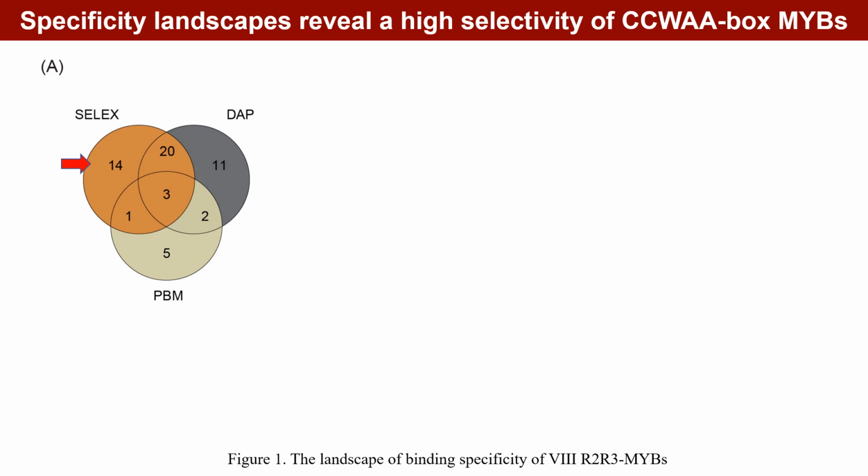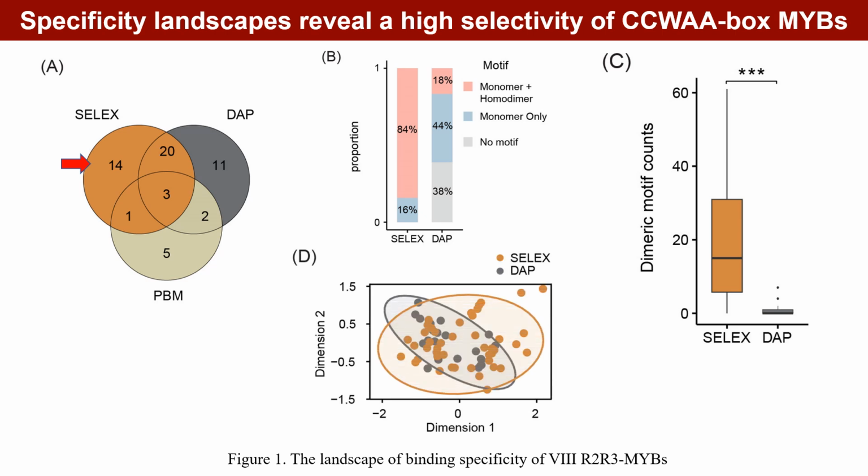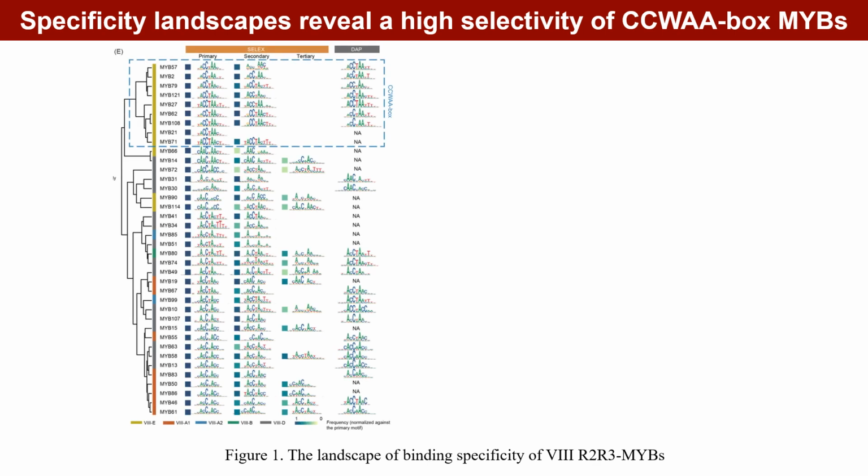Importantly, the SELEX libraries can offer more dimeric binding models. Moreover, the SELEX motifs cover a larger specificity space than the DAP-seq motifs. We first examined the monomeric binding preferences of the VIII AtMYBs and clustered them. Notably, the E-clade prefers to bind the AQUA sequence, named QAA-box, featuring a higher specificity than other AtMYBs.